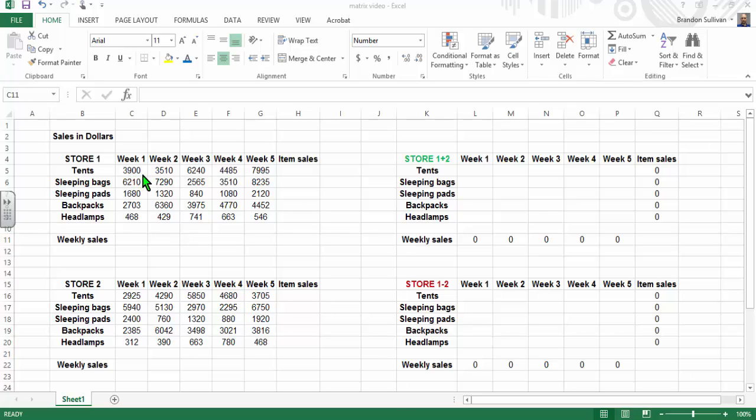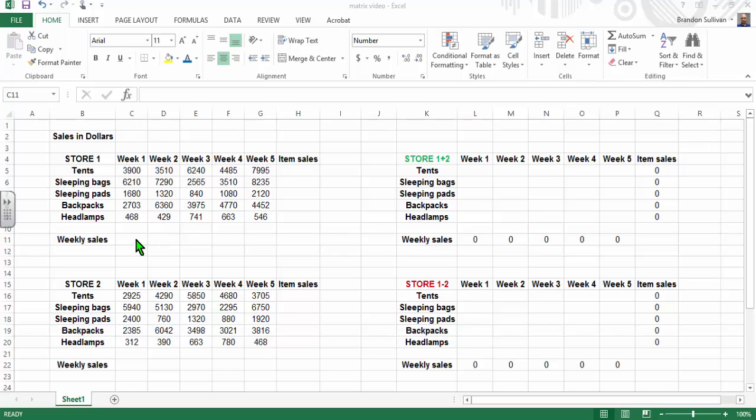If we look horizontally across a row, we can see the sales of tents per week. If we look vertically up and down a column, we can see the sales for each item in that specific week. One thing we may want to do is to look at total weekly sales.